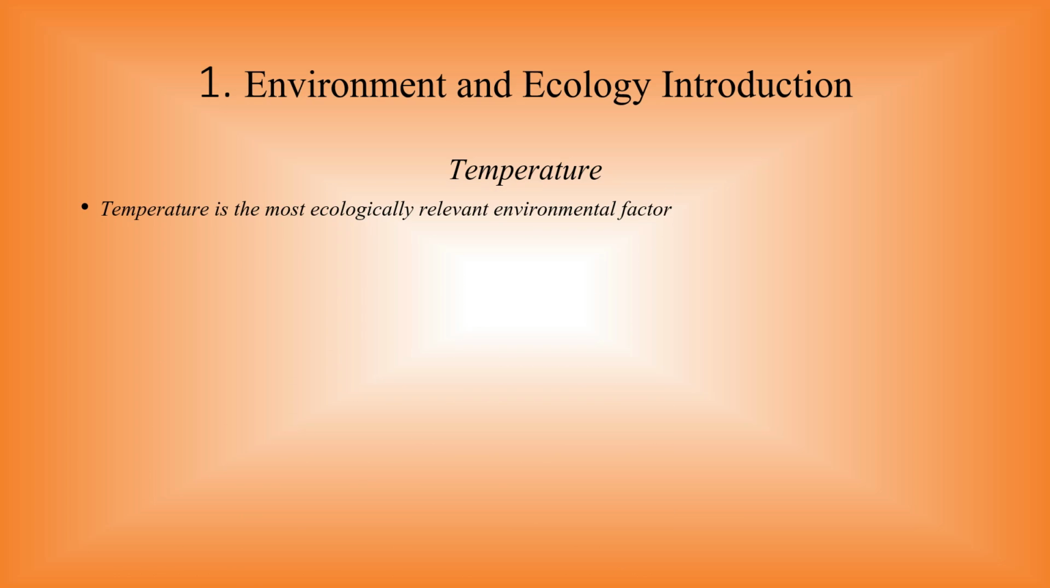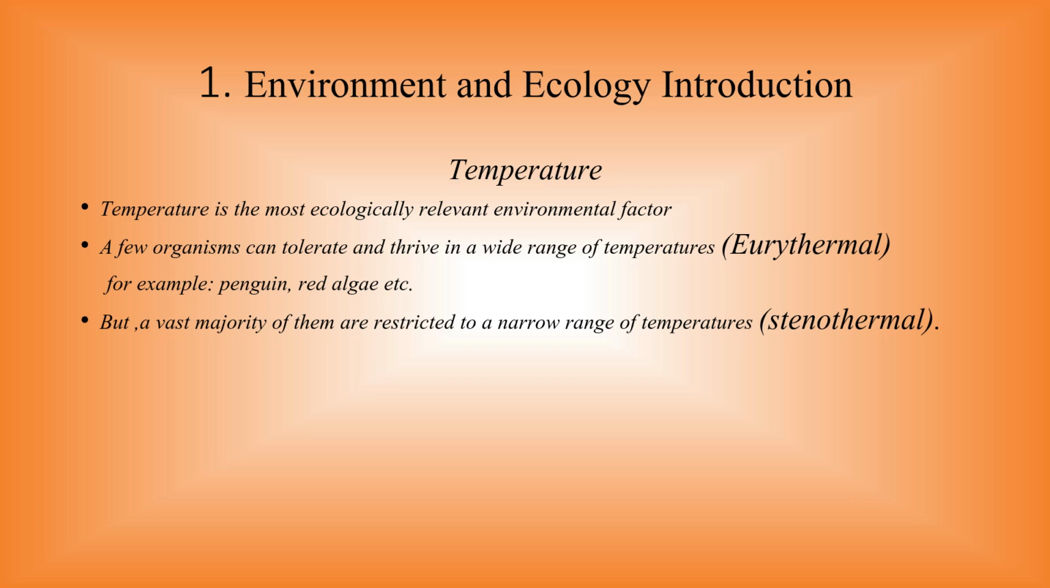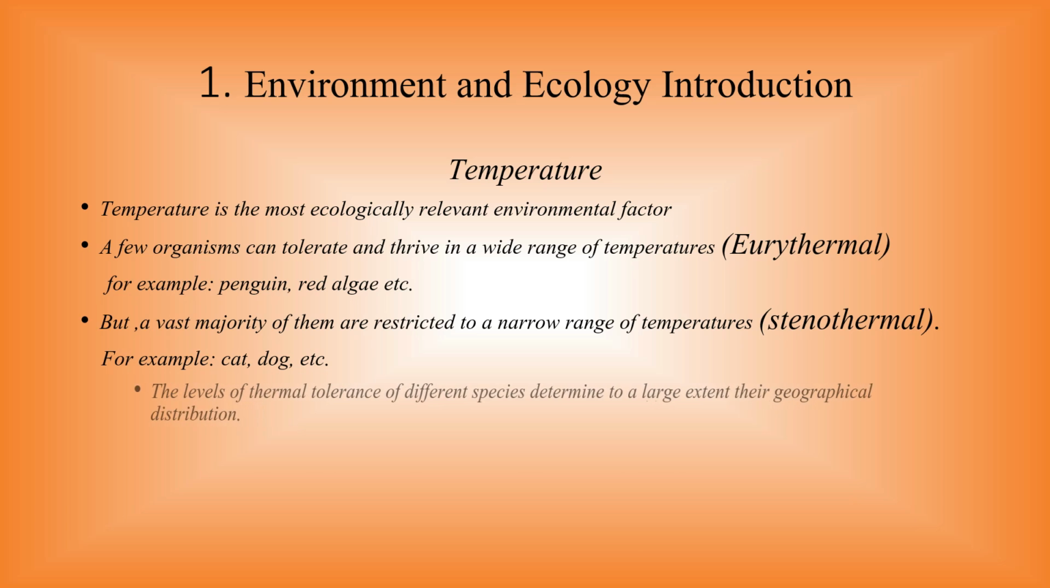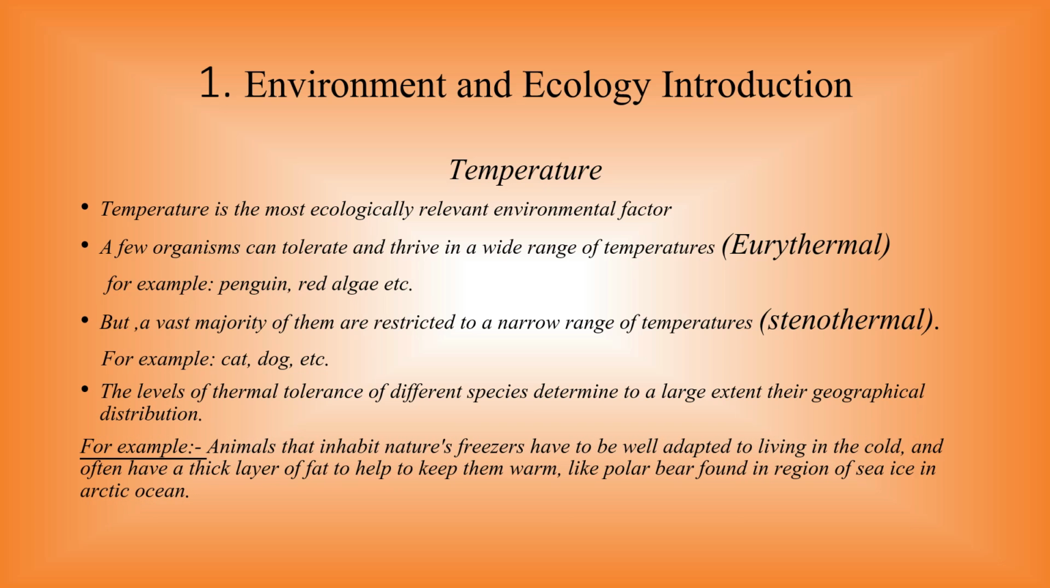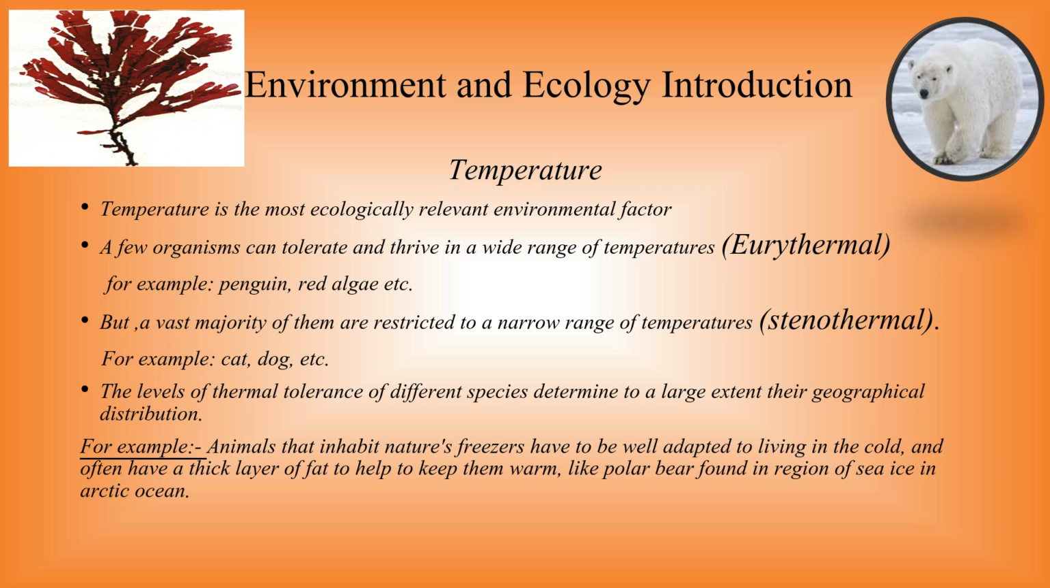Few organisms can tolerate and thrive in a wide range of temperatures. These are eurythermal, like penguin and red algae, but most are restricted to a narrow range of temperatures, like cat and dog. The levels of thermal tolerance of different species determine to a large extent their geographical distribution. One example is given here. Animals that inhabit nature's freezers have to be well adapted to living in the cold and often have a thick layer of fat to keep them warm, like the polar bear found in regions of sea ice in the Arctic Ocean.